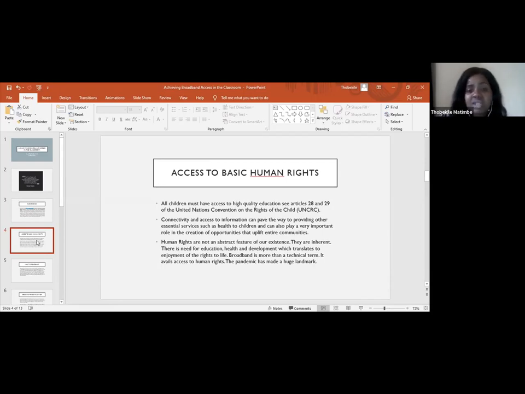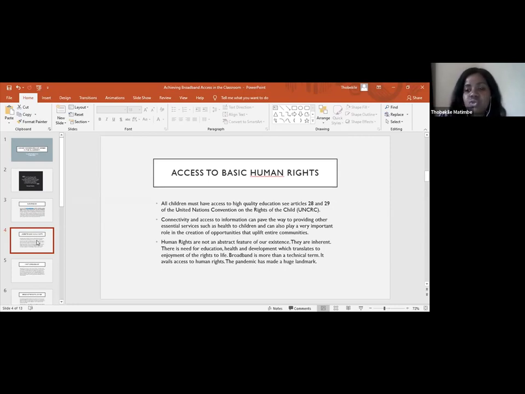They're not features that we discuss in a research proposal or something that remains in a book somewhere. They are inherent because we are human beings, and children and even the educators also have that right to access the tools that they need to enjoy the fullness of life. So there's need for education, there's need for health, there's need for development, which translates to enjoyment of the right to life. And that starts within the classroom.